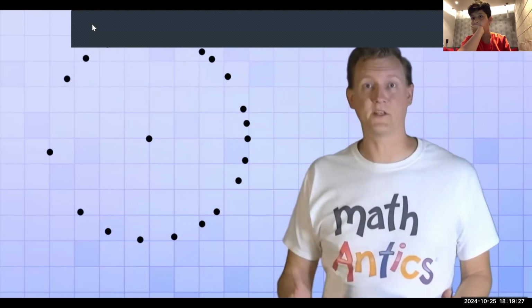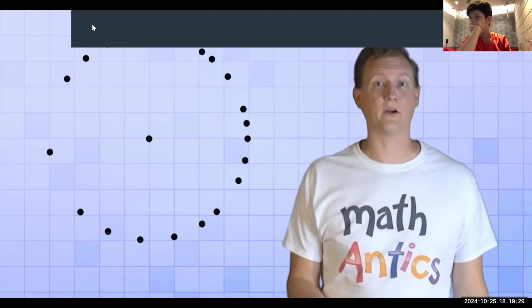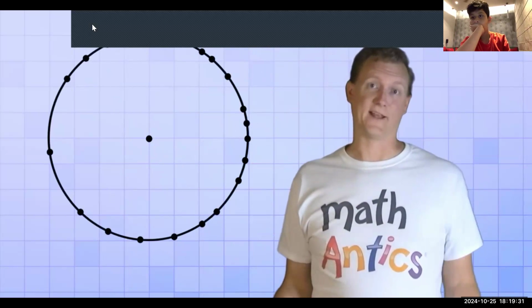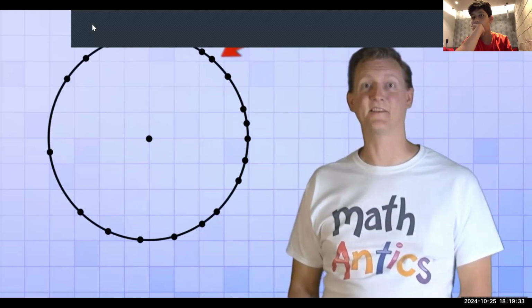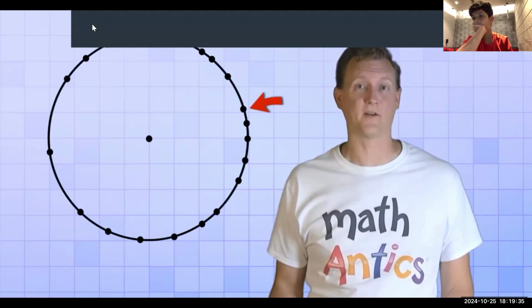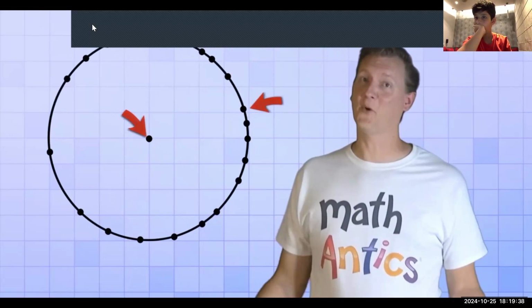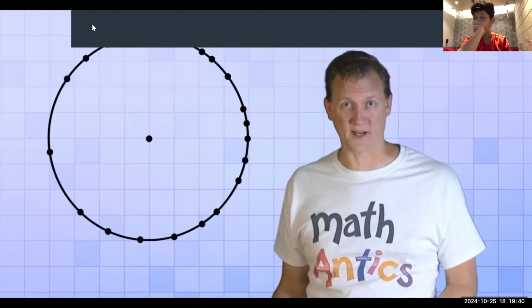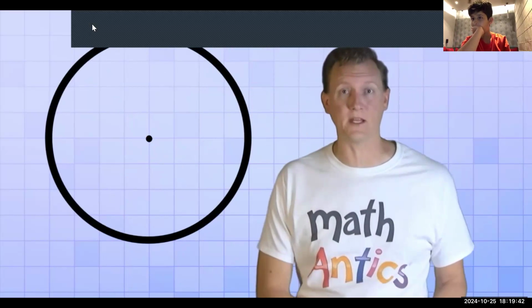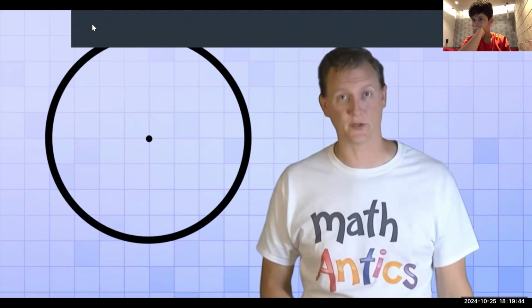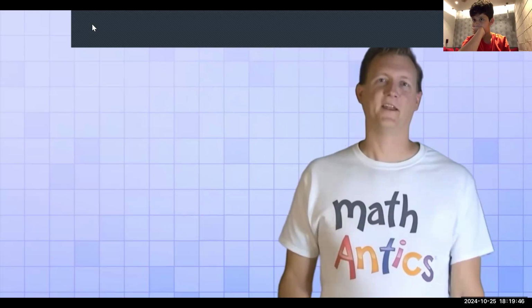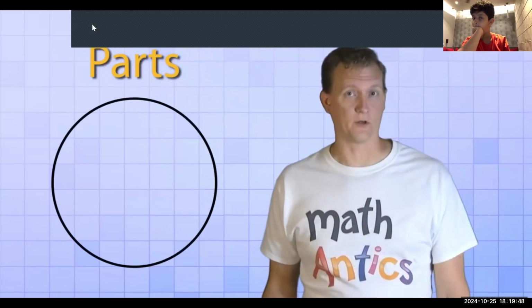The more equidistant points we add, the more the pattern looks like a circle. And that's why a circle is defined as a set of points that are equidistant from a center point. But of course, we usually don't see it as a set of points because there's infinitely many of them, so they form a continuous circle. Okay, now let's learn about the parts that make up a circle.